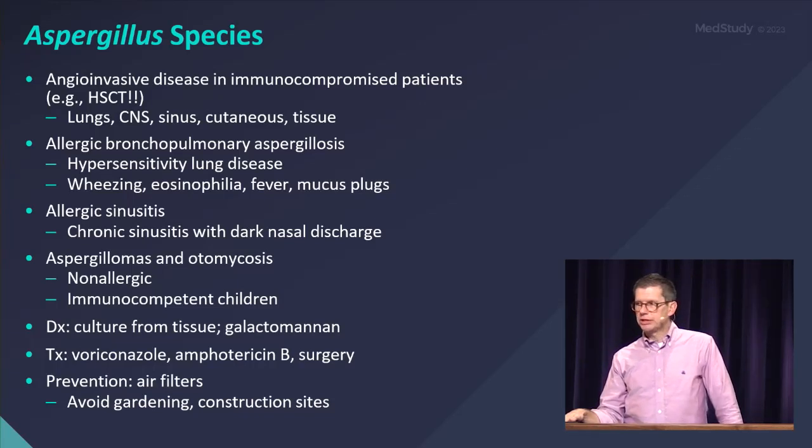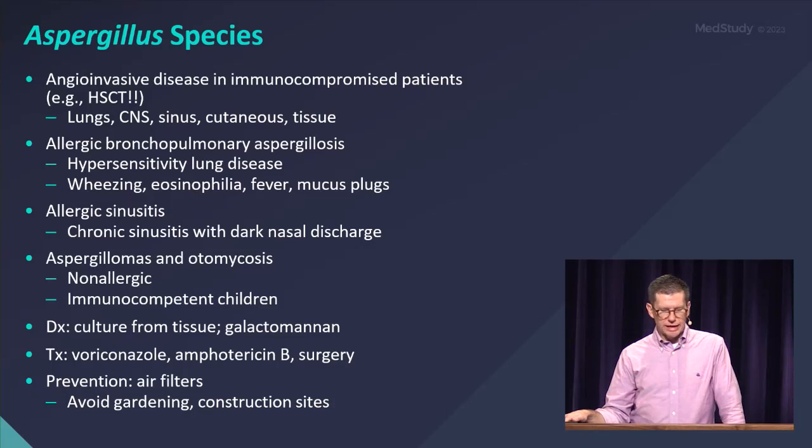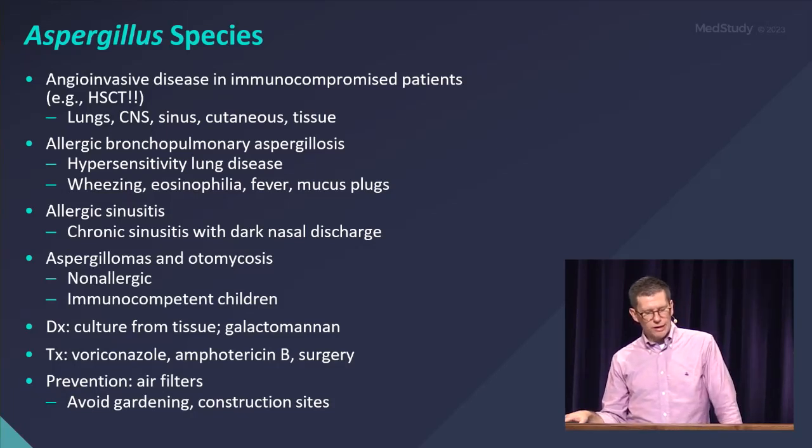ABPA is usually a hypersensitivity lung disease with mucus plugs and eosinophilia. Allergic sinusitis has chronic sinusitis with dark nasal discharge. In immune competent kids, you can get otomycosis. We see this often in clinic where we'll culture it and it'll come back aspergillus, which is not an allergic component and it's usually not terribly invasive, but it does require treatment for the most part.